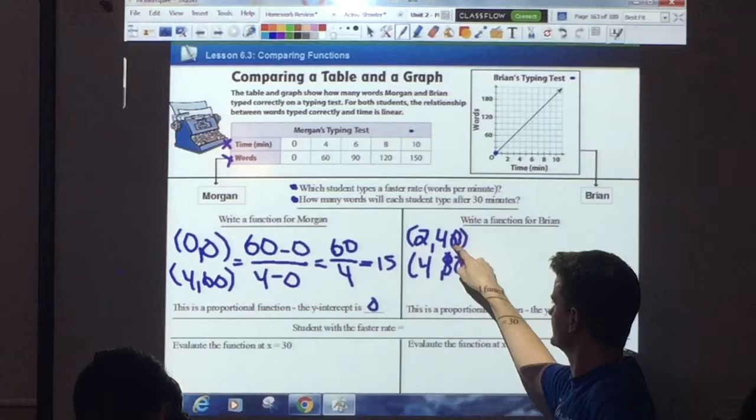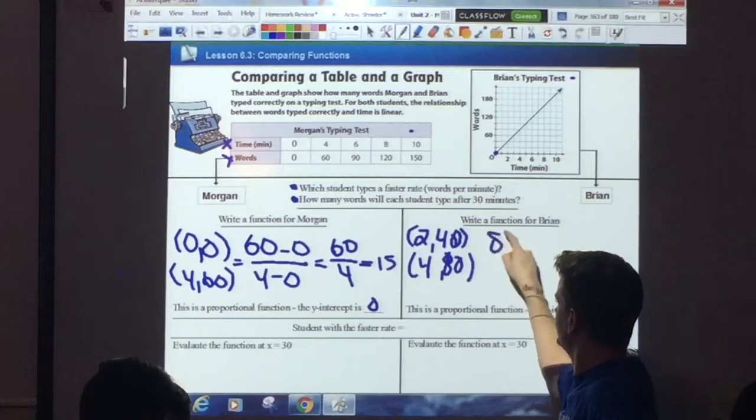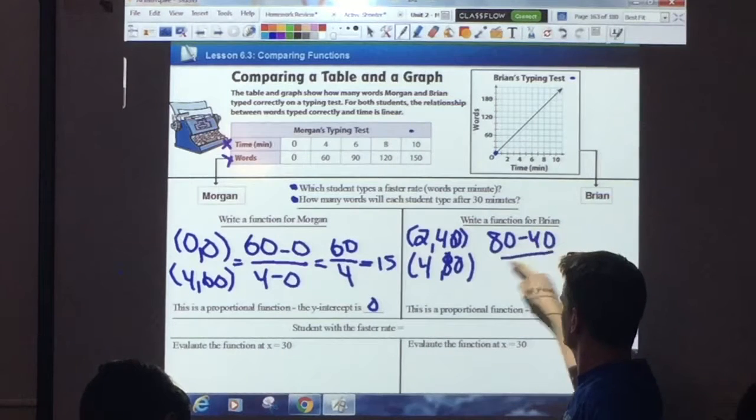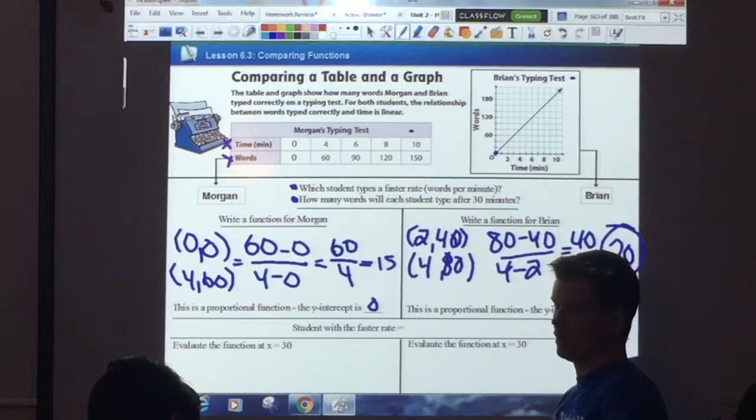That's an 80, that's a 0. And tell me, what goes in your slope formula? 80 minus 40 over 4 minus 2. 4 minus 2 gives me 40 over 2, which is equal to 20. So, we know both the rates.